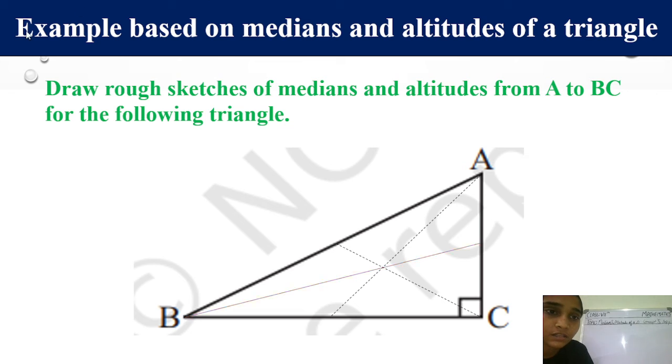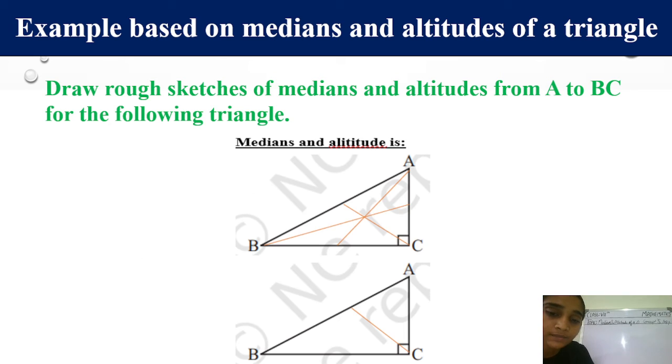Yes, this is the three medians which we have drawn for this triangle. And students, what about the altitude from A to BC? Very good. The altitude will be the AC only, because from A to BC the perpendicular line drawn is the AC itself. So the altitude is AC only, right? If they are asking from A to BC.